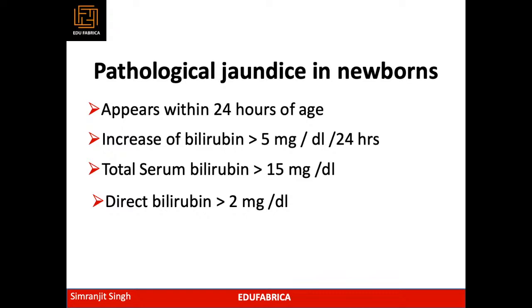Pathological jaundice in newborns appears within 24 hours of age, with an increase of bilirubin of more than 5 mg per deciliter per 24 hours. Total serum bilirubin will be more than 15 mg per deciliter, and direct bilirubin is more than 2 mg per deciliter.